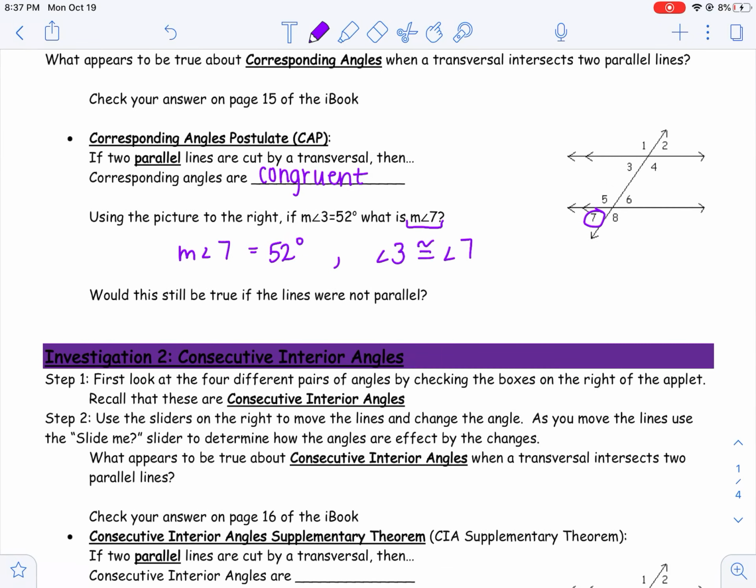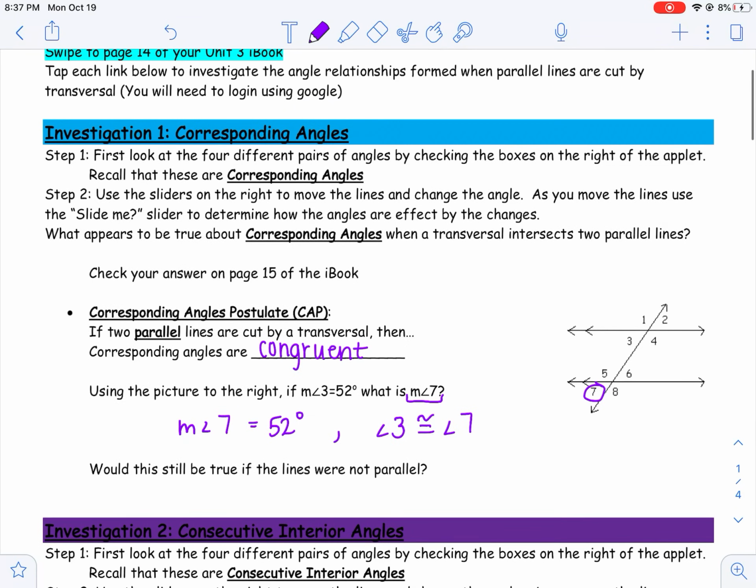Would this still be true if the lines were not parallel? Okay, so this is something that you should have explored in that investigation 1 GeoGebra applet, okay? It would show us and help us think about if this would be true if the lines were not parallel, okay? And no, it would not, okay? This postulate is specifically for two parallel lines, okay?